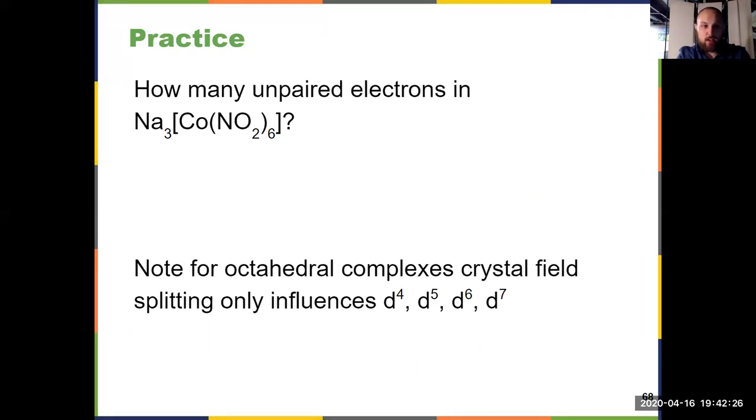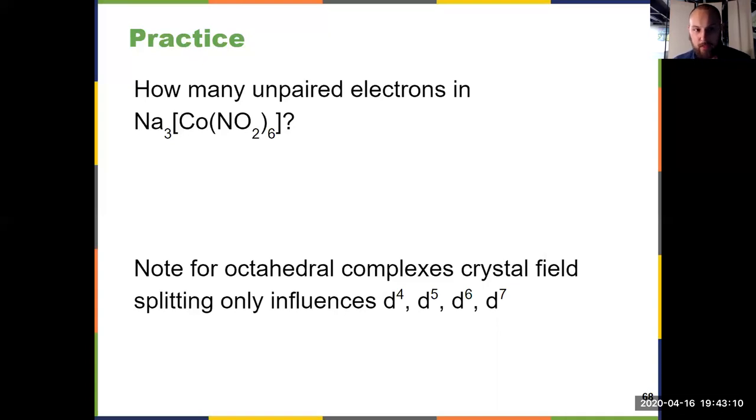Okay. So what's the strategy to solve this? First thing, I need to figure out what the charge on my metal actually is so I can figure out how many electrons I'm dealing with. Because I've got that Na3, which is only a counter ion, the sodium. So that tells me my complex, the hexanitrocobaltate there, has to have a charge of 3 minus. So if that has a charge of 3 minus, and each of my NO2s is -1, and there's 6 of them, the cobalt itself has a charge of +3.